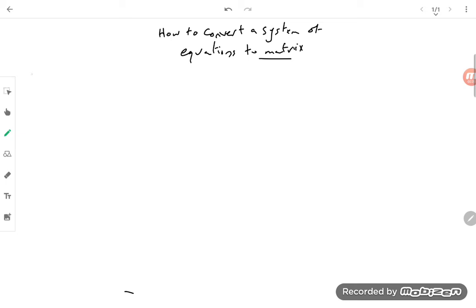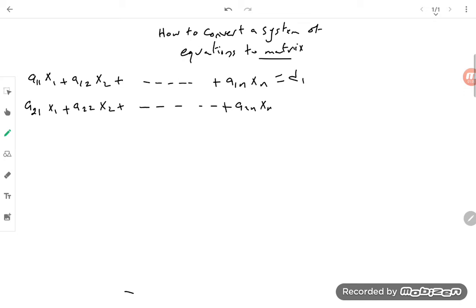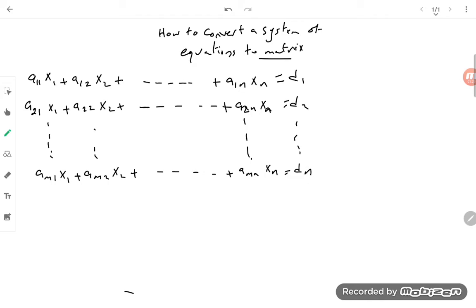with n variables. Say with respect to equation number 1, a11 x1 plus a12 x2 plus a1n xn equals d1. Second one, a21 x1 plus a22 x2 plus a2n xn equals d2, and so on. The last one, am1 x1 plus am2 x2 plus amn xn equals dn, where n is the number of x's or columns. Now we would like to convert this system of equations into matrix.